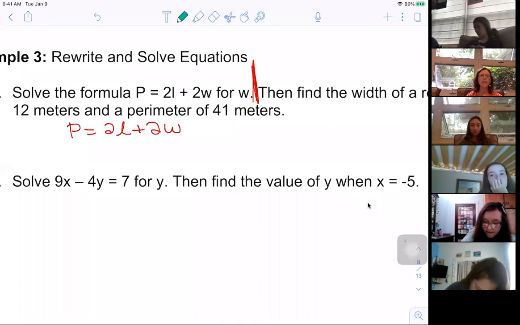So how could you isolate the 2W? What could you do to isolate this? What could you take to the other side or move away from it?